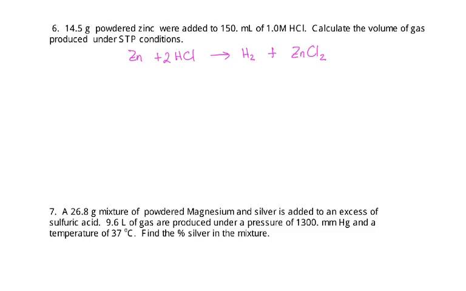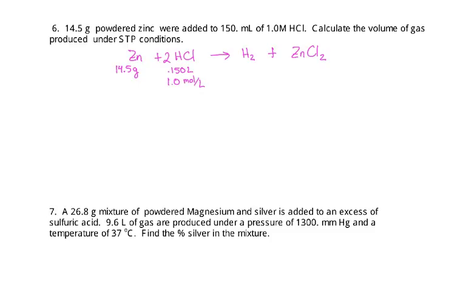Let's write down what we have. We have 14.5 grams of zinc. We have 150 milliliters. I'm going to go ahead and convert that to liters. You don't have to do that right now. You could do it later, but I'm going to go ahead and do that. And then I also know that I have 1.0 molar HCl. So I'm going to write 1.0. You can write molar, or you can write moles per liter. Same thing.